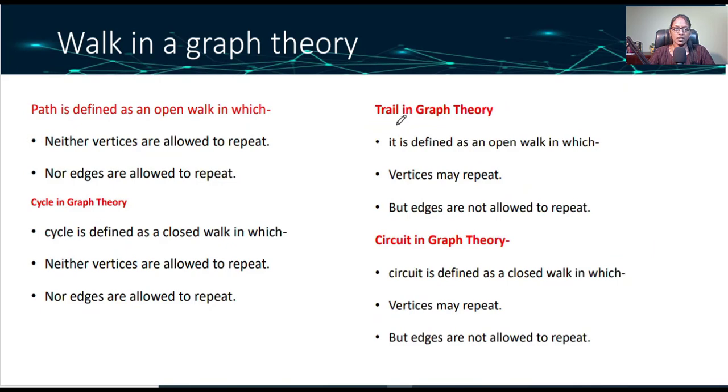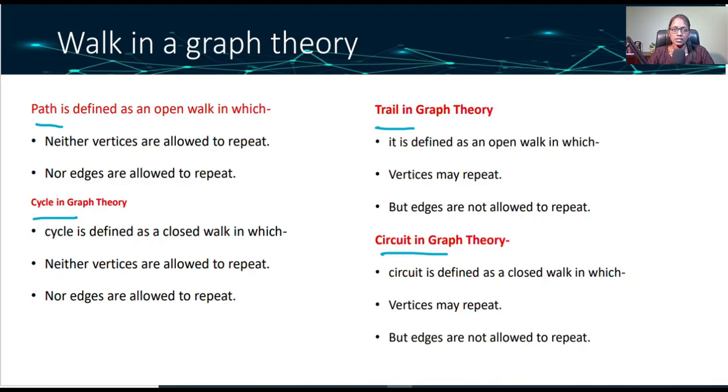In graph theory, a walk can be explained in different ways. A walk is also called a path, a cycle, a trail, and a circuit in graph theory, with minute differences. So how do they differ from one another? That we are going to see.